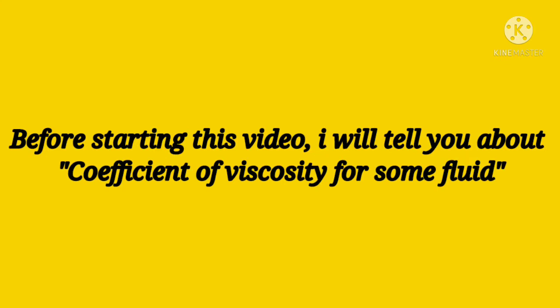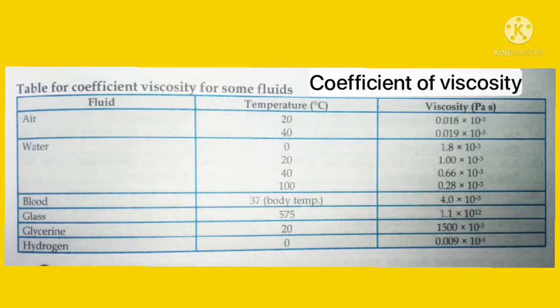Before starting this video, I will tell you about the coefficient of viscosity for some fluids. Table for coefficient of viscosity for some fluids. Air at 20 degree Celsius, the viscosity is 0.018 into 10 to the power minus 3. Where the air is at 40 degree Celsius, then the viscosity is 0.019 into 10 to the power minus 3. Water at 0 degree, the viscosity is 1.8 into 10 to the power minus 3. At 20 degree, 1.00 into 10 to the power minus 3.